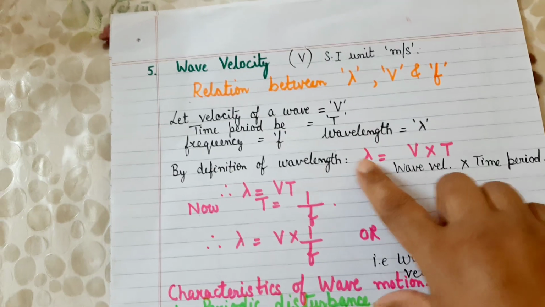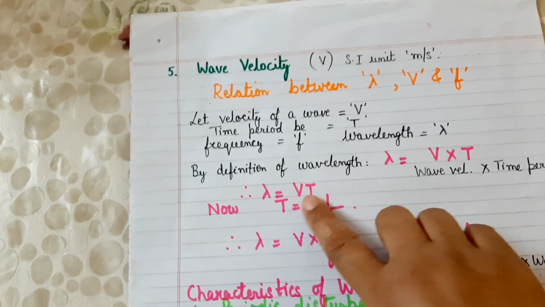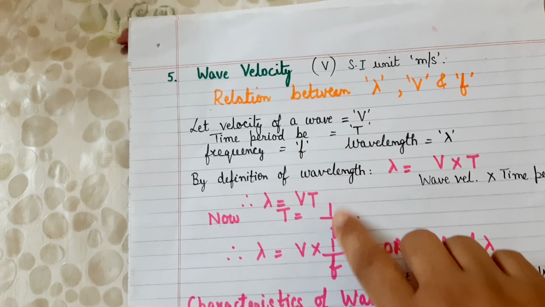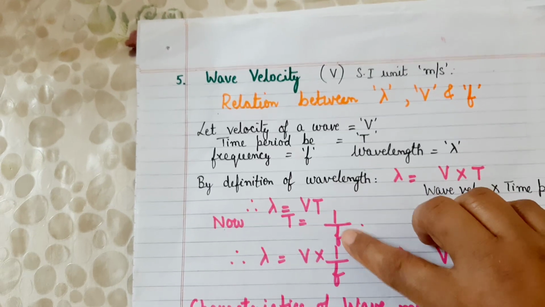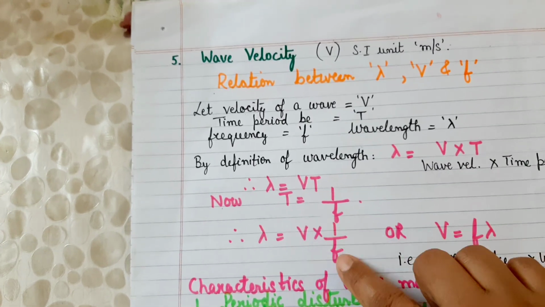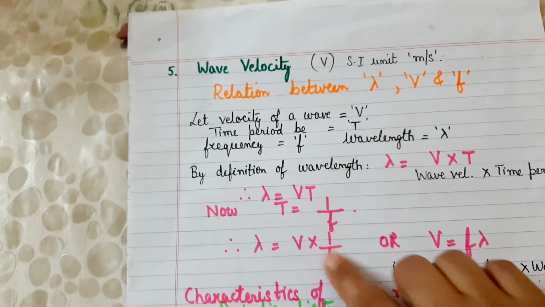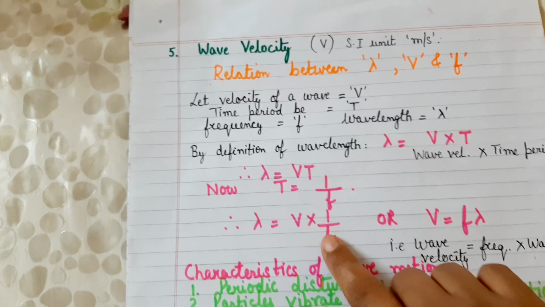Now if I combine this, I get wavelength is VT, but we know that T is 1 upon f, as I told you before. So I substitute 1 upon f in place of T. So what do I get? I get wavelength is equal to V into 1 upon f, or when I cross multiply, I get V is equal to f lambda.